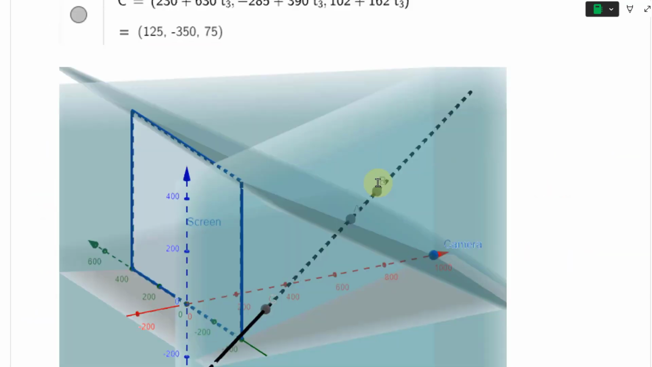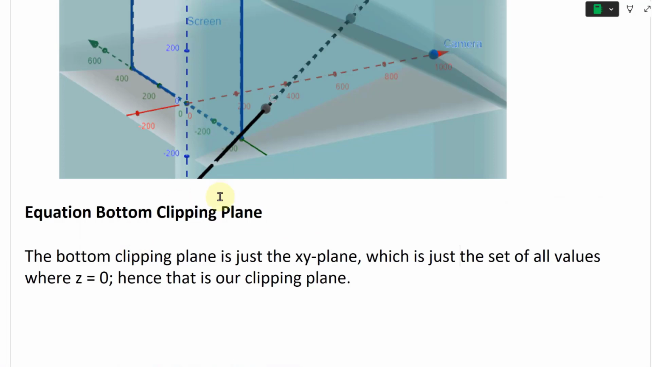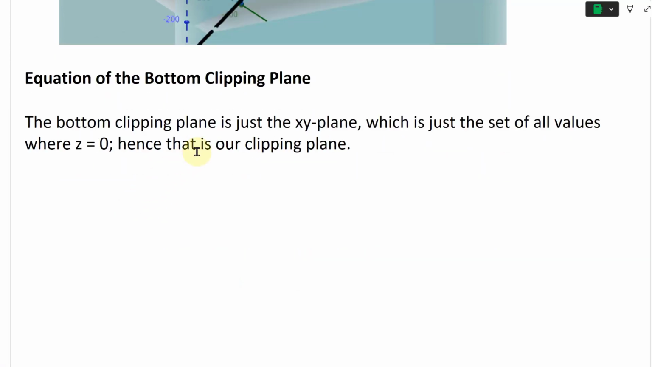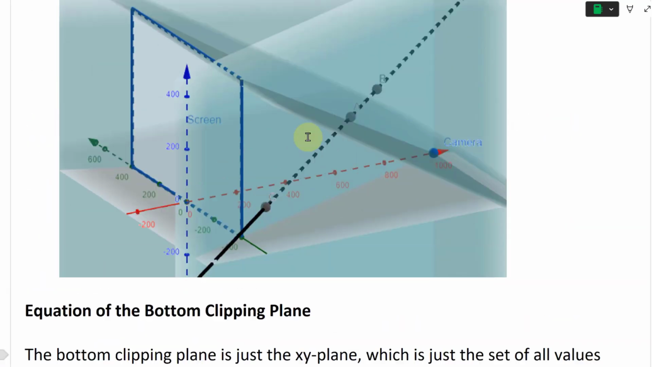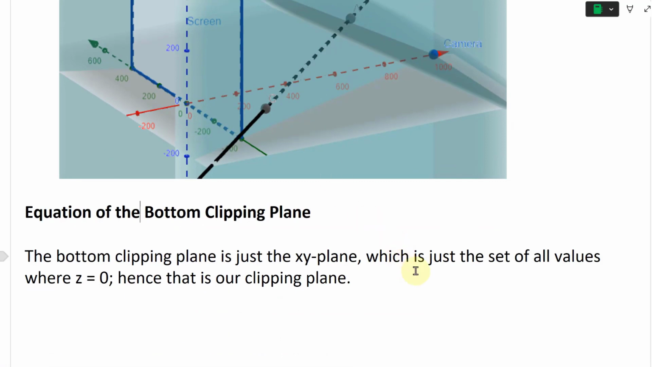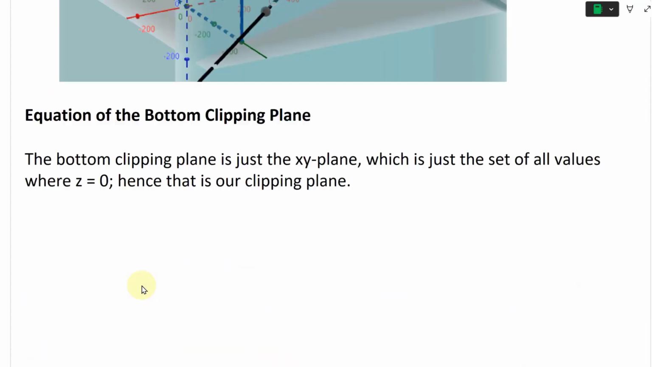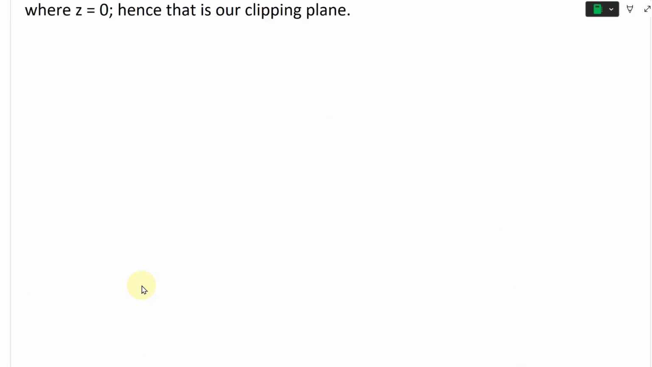All right, so now let's go further and look at the equation of the bottom clipping plane. So the bottom clipping plane is just the XY plane, which is just the set of all values where z equals 0. Because if you graph this all out, here's our camera. The camera's at 1000, 0, 0. So then the clipping plane is going to be, well, 2 points.